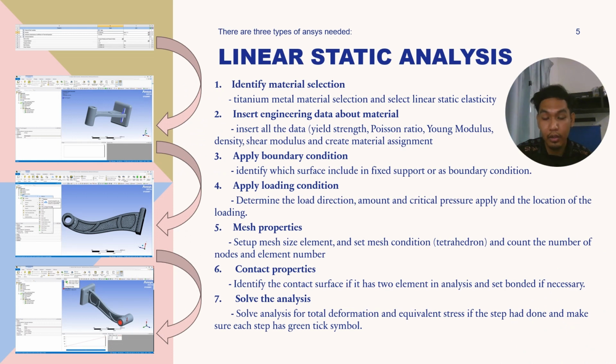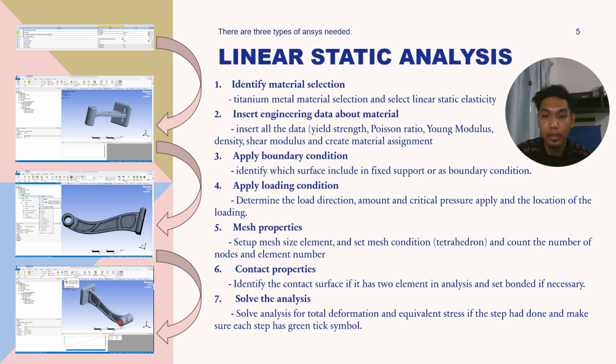Okay, next, after we had redrawn a new design of the mounting bracket in CATIA software, for the next step we need to do an analysis using ANSYS software. There are three types of analysis needed. First is linear static analysis, second is thermal stress analysis, and third is free vibration analysis. For the first step, we need to open the ANSYS software and identify the material selection that we have used. For example, titanium metal is chosen as the material selection in our design, and we need to select linear static elasticity for linear static analysis.